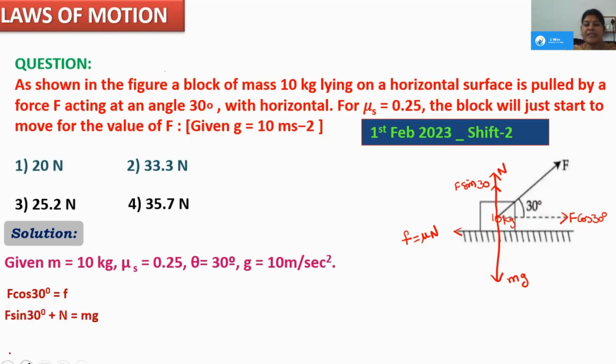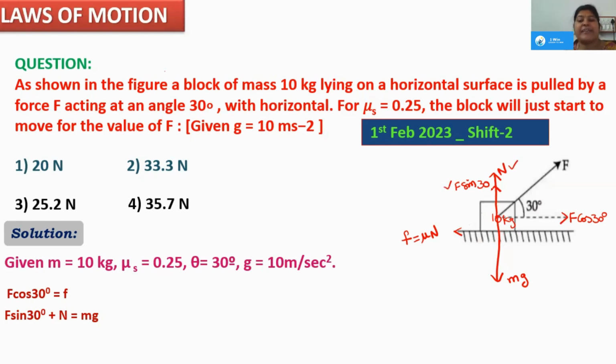And the next one is along the vertical direction. Observe here, along the vertical direction, what happens? Upward, a total of two forces are acting, right? What are the two forces? One is the normal reaction, the second one is F sin theta.